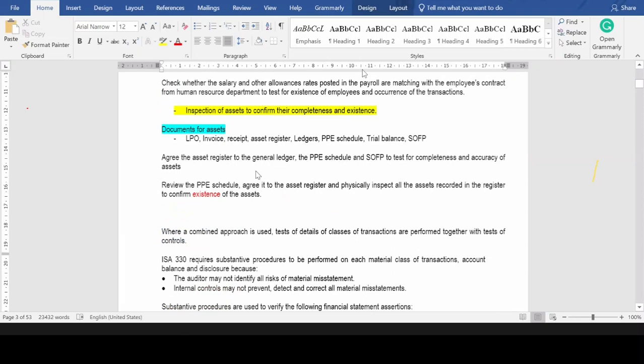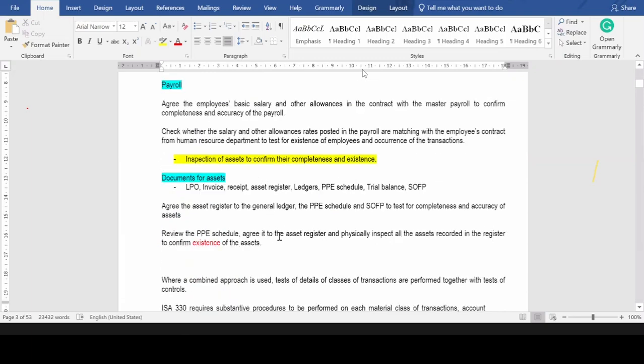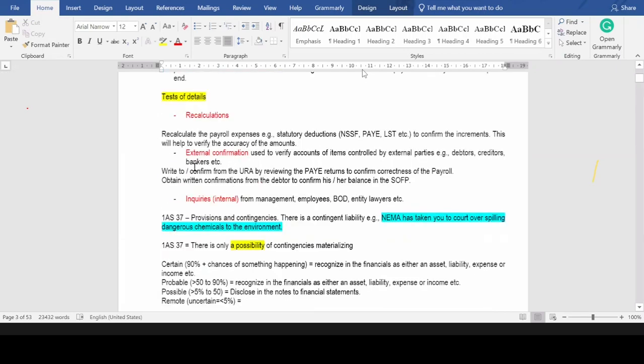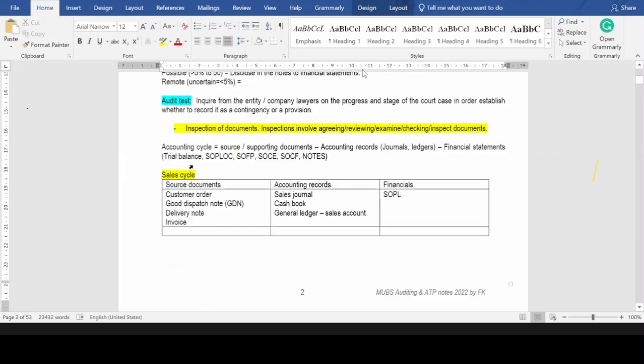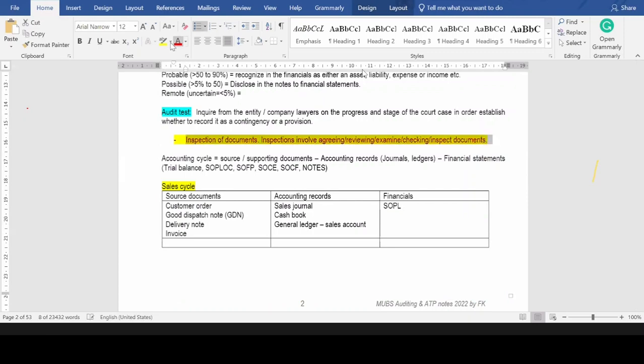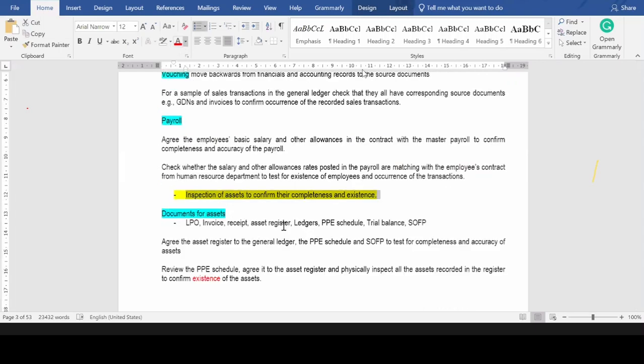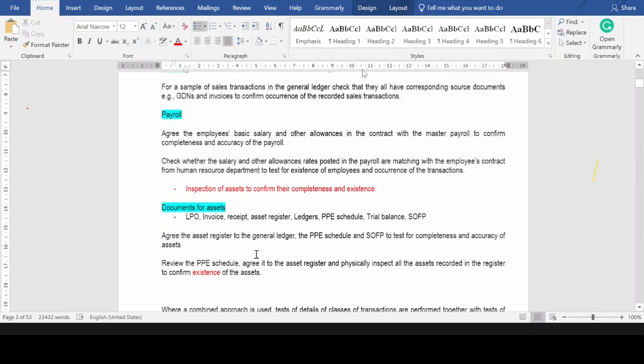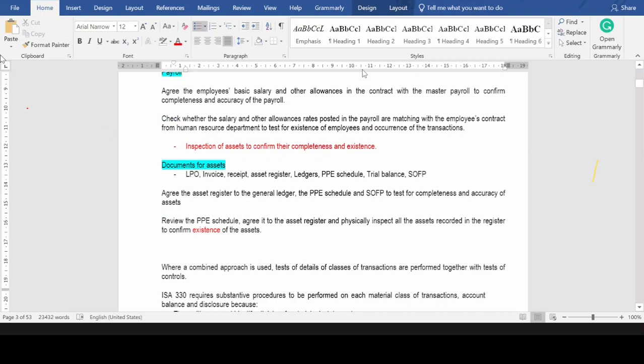So we've looked at various tests. We've looked at recalculations, external confirmation, inquiries, inspections, and I've shown you how to write all of them. That is a skill you must learn as future auditors, how to write these tests. But you need to remember all your accounting. So those are some of the tests.